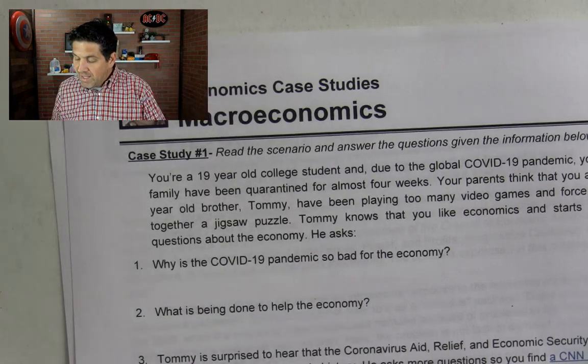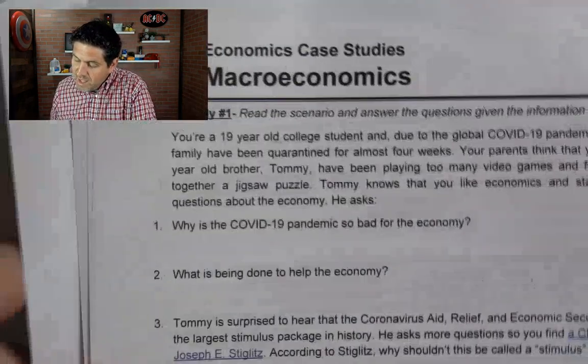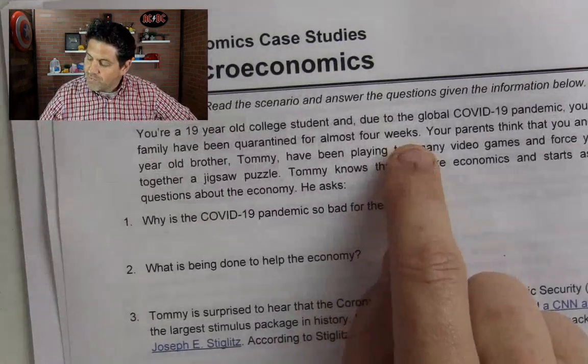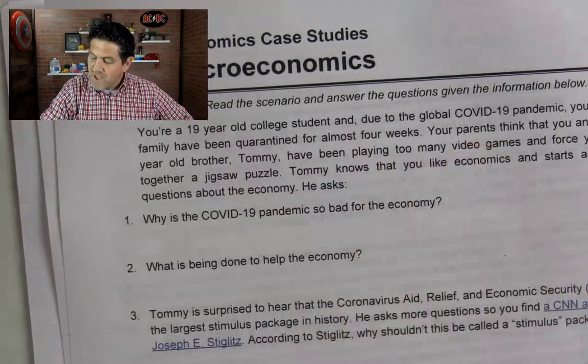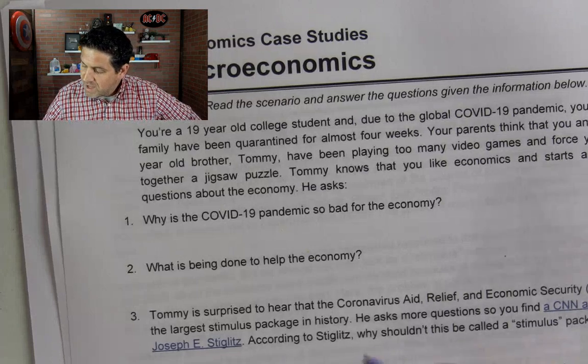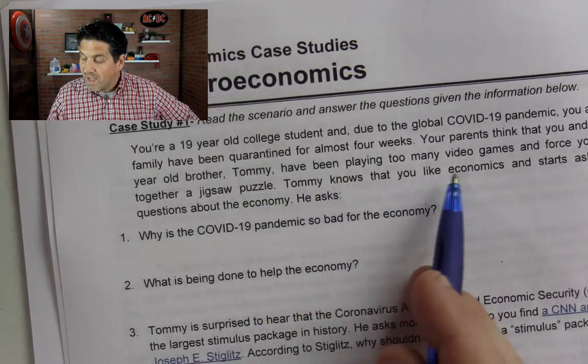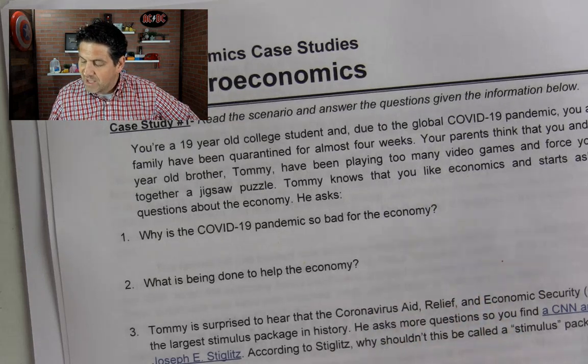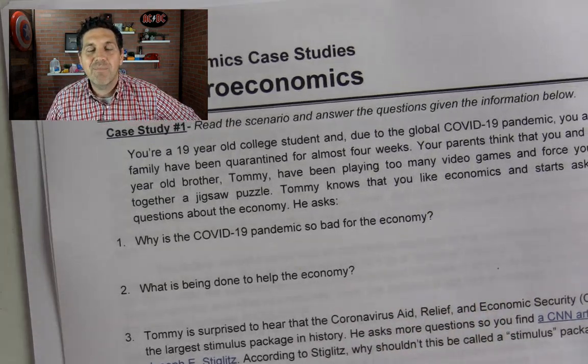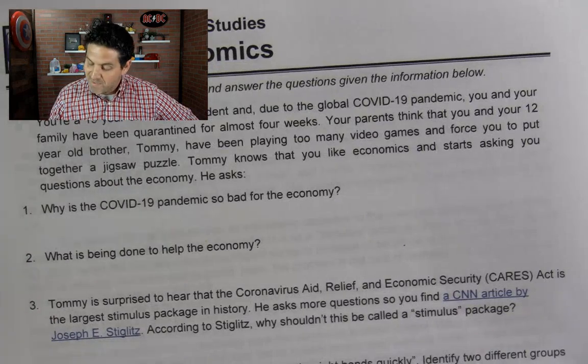So the idea here is you're a 19-year-old college student, and due to the global COVID-19 pandemic, you and your family have been quarantined for almost 4 weeks. Your parents think that you and your 12-year-old brother, Tommy, have been playing too many video games and force you to put together a jigsaw puzzle. Sound familiar to anybody? I mean, this is totally what's happening in my family.